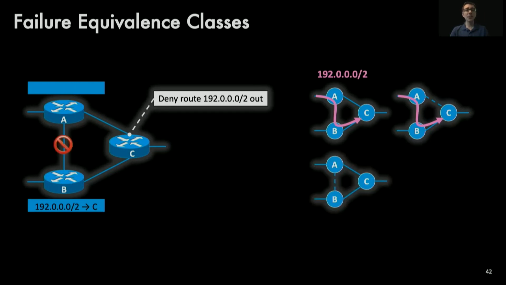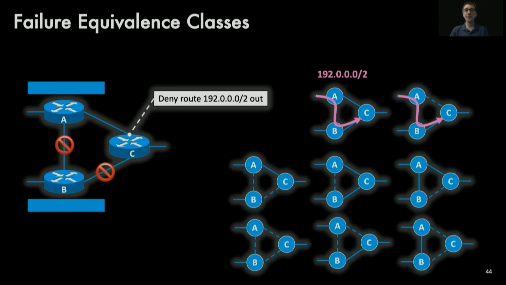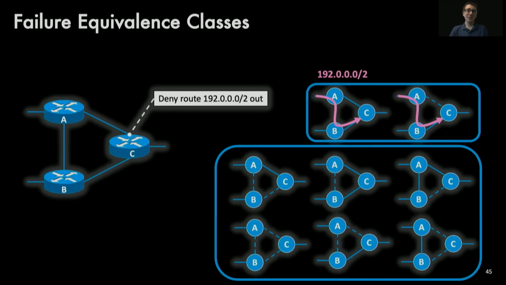However, if the link between routers A and B fails, then there's no path from router A to the 192/2 prefix. Similarly, if the link between routers B and C fails, again, there's no path from router A to the 192/2 prefix. In fact, any combination of failures that involves either the link between routers A and B or the link between routers B and C will result in the same behavior, no forwarding path. Thus, for the prefix 192/2, there are 2 failure equivalence classes.